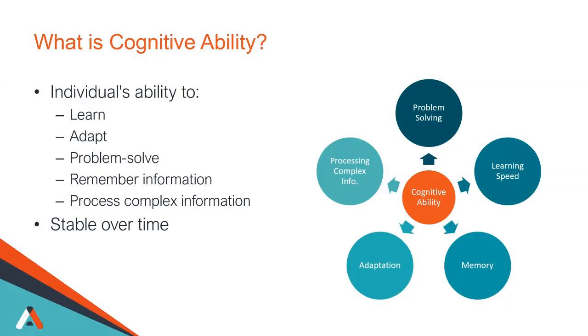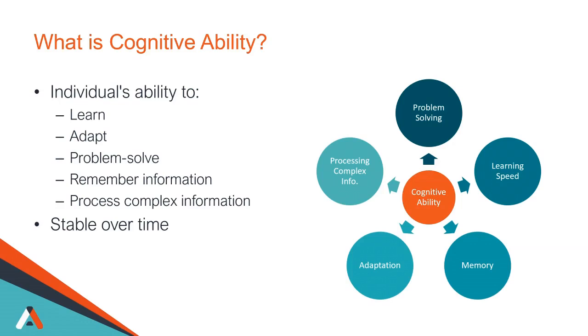General cognitive ability is a single data point that shines a light on an individual's ability to learn, adapt, problem solve, remember information, and process complex information. Cognitive ability is a stable trait, meaning that it's not something that's expected to change significantly over time once a person has reached adulthood. Because cognitive ability is about general learning and problem-solving power, it is a strong predictor of job performance in nearly all jobs. For this reason, it can be a great additional data point in the hiring process.